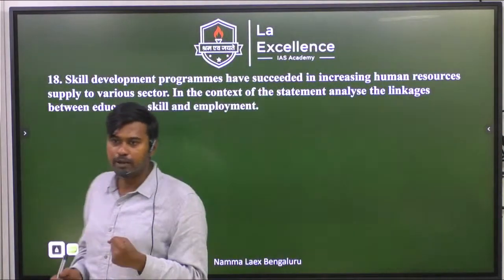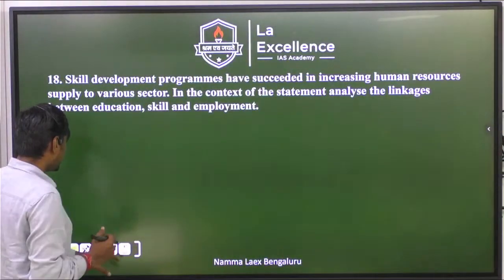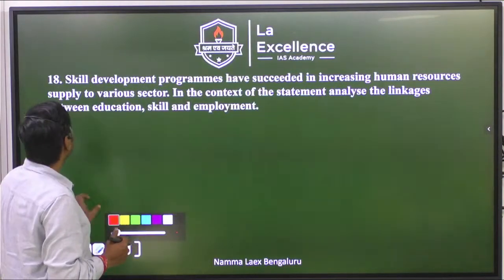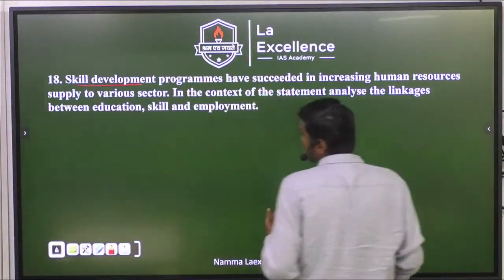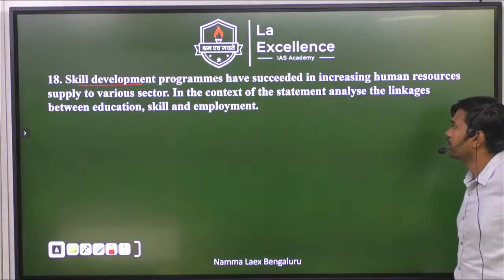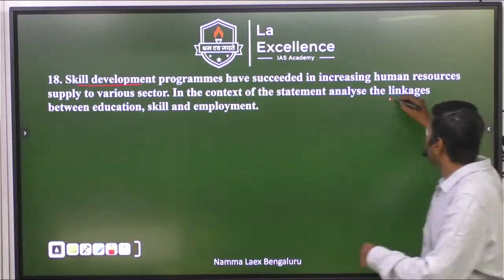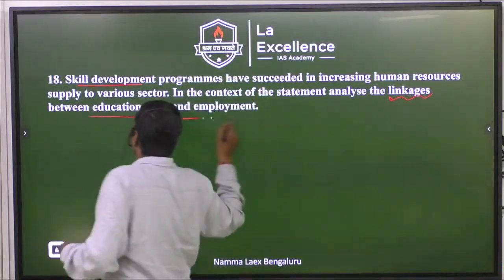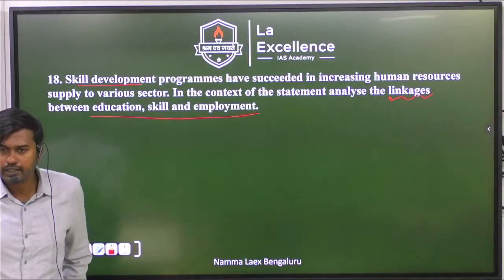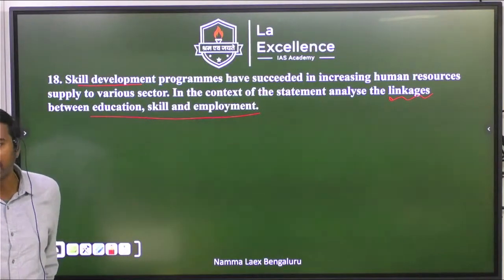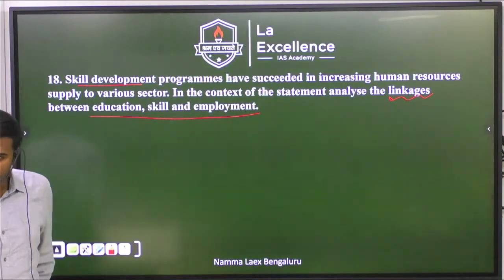Easy, the approach is easy. Now coming here, what are they asking? Skill development programs have succeeded in increasing human resource supply to various sectors. In the context of the statement, analyze the linkages between education, skill and employment. Is it clear? Very easy question. What linkage is there? Is there a linkage or not?